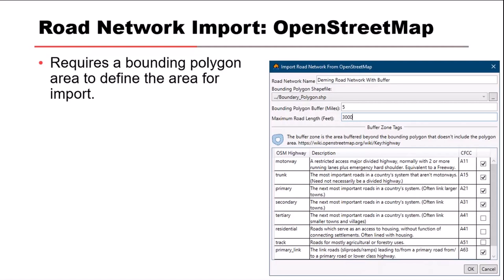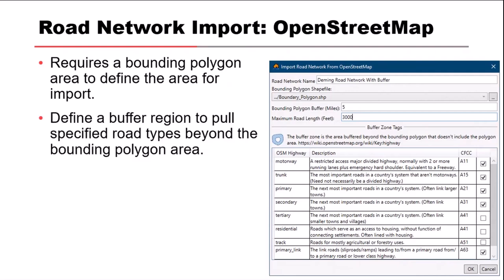So OpenStreetMap is really, really nice. You set up your bounding polygon and then you can set up a buffer. So, within my bounding polygon, it's going to import everything, but for a buffer region out from the edge of my polygon, and you can define that buffer length, in this case, 5 miles, it's only going to select these roads that are checked down here, which is a really nice feature to get those major roads.